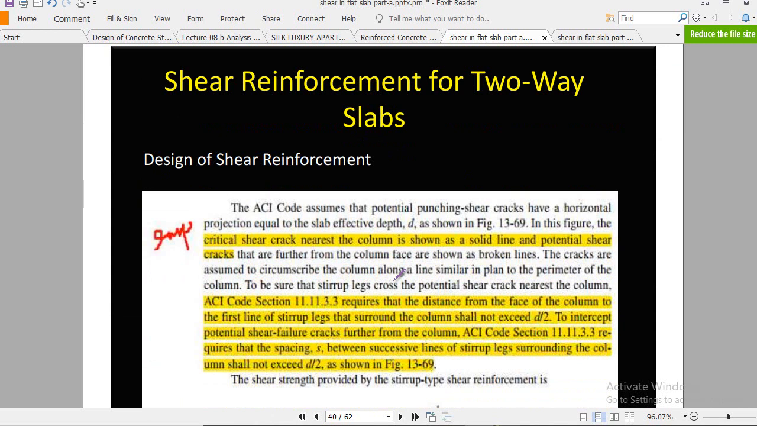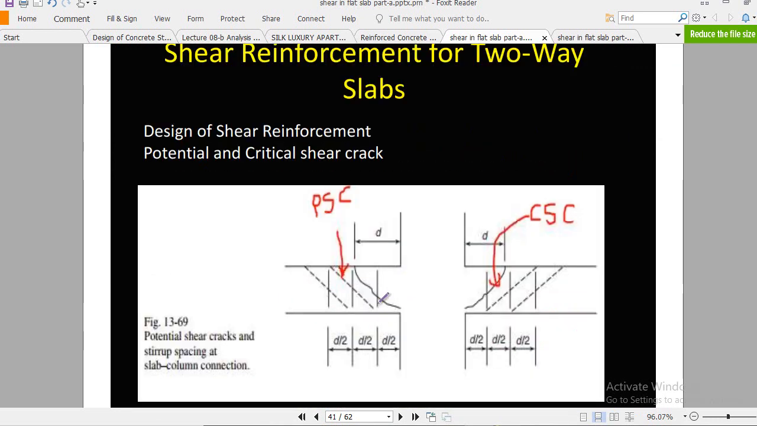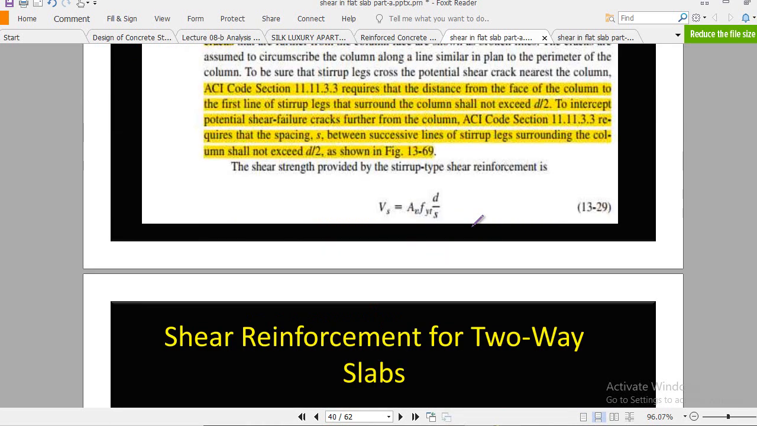The other thing is the cracks. We have potential cracks and critical cracks. Remember, you see here the solid one is the critical crack, while the dotted one is the potential shear crack. And remember, the ACI code says that the stirrups should be provided so that they cross this potential shear crack. This is very important. This is the ACI criterion.